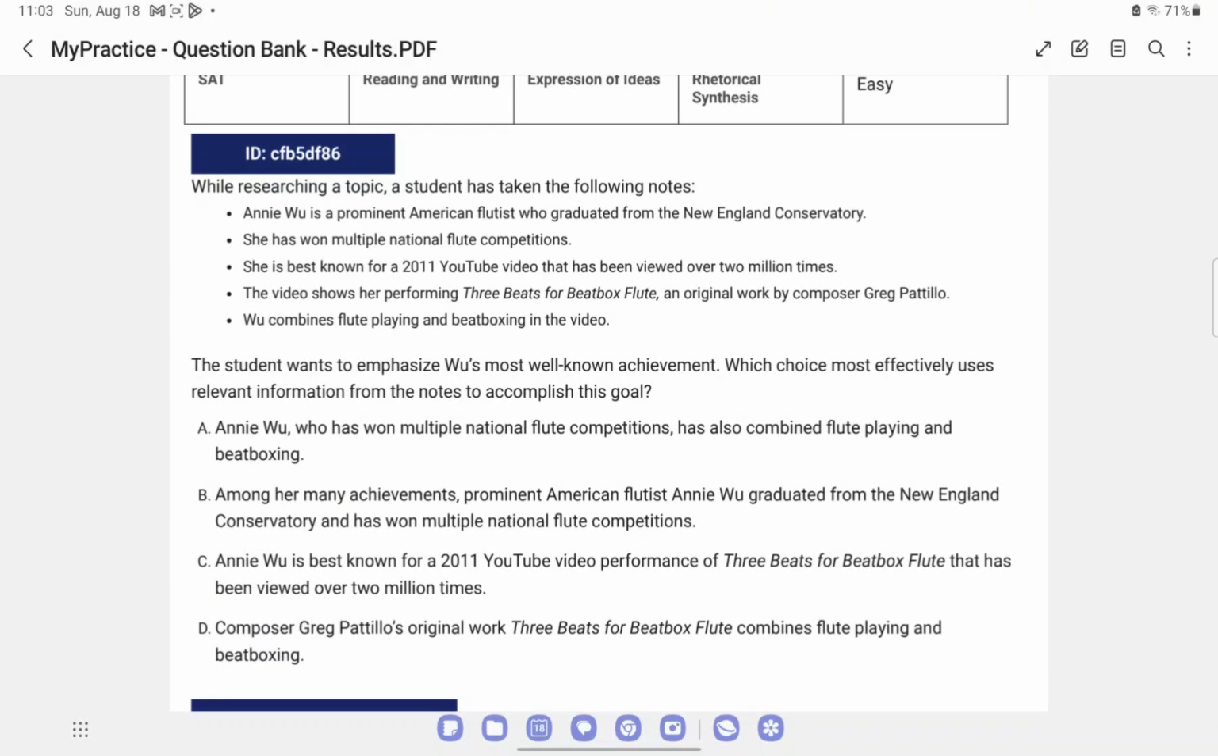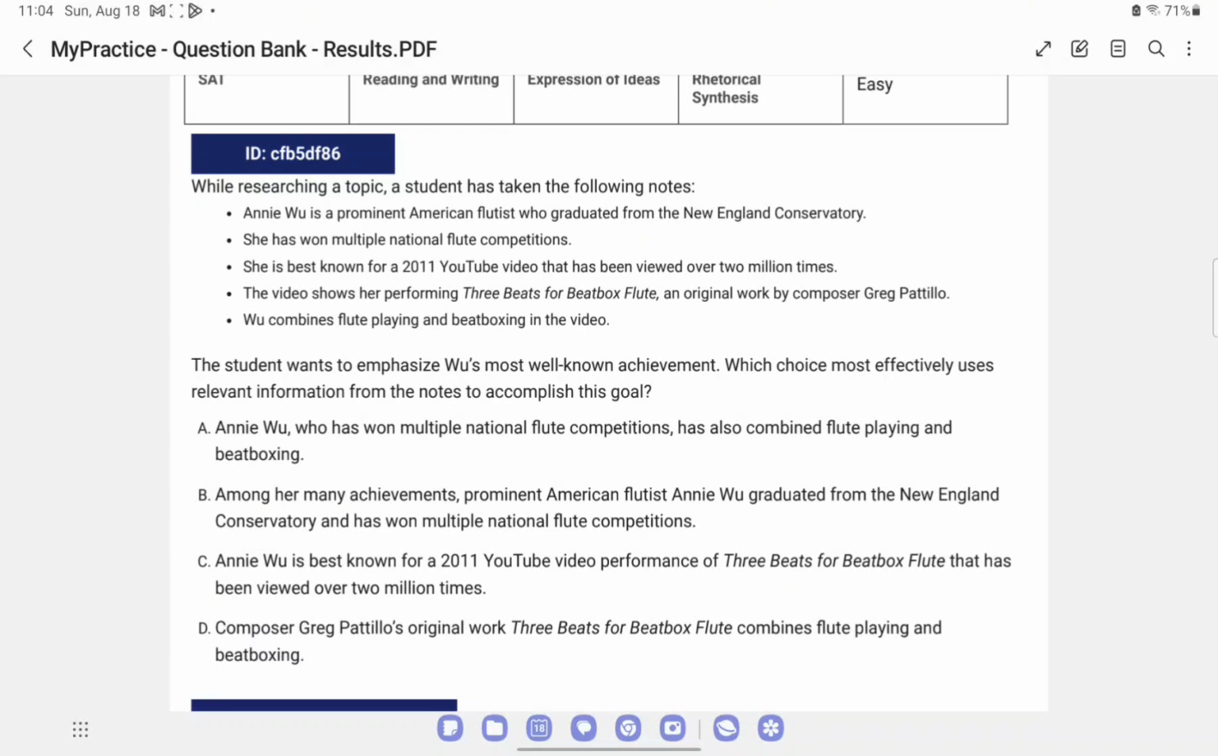C: Wu is best known for a YouTube video performance that has been viewed over 2 million times. Okay, so that is putting emphasis on her most well-known achievement, and I can tell that it's a big achievement, her best-known achievement. And then D just talks about the composer of the performance she was doing. So no, this is about Wu here. We're talking about Annie. She's the main character in this question. It's not about the composer.